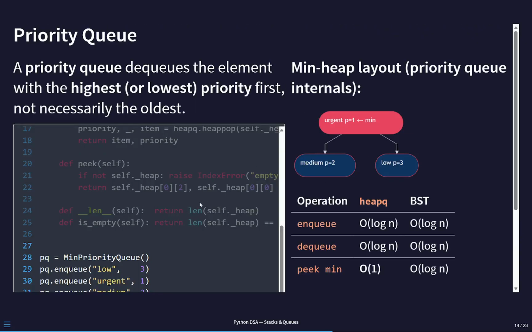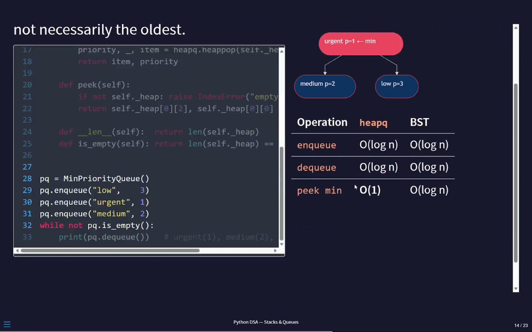Click. A heap diagram shows why. Urgent at priority 1 sits at the root. The minimum is always at the top, accessible in O(1) peek. Click. The comparison table, heapq versus sorted list. For heapq, enqueue and dequeue are both O(log n), and peek is O(1). For a sorted list, insertions are O(n), but dequeue and peek are O(1). The choice depends on your workload, but heapq is almost always the right answer.